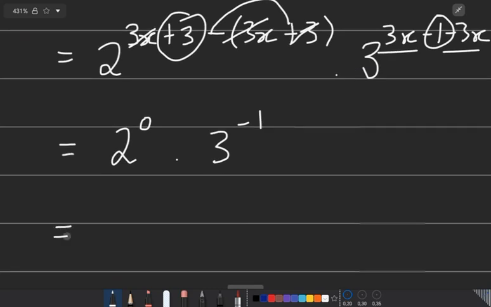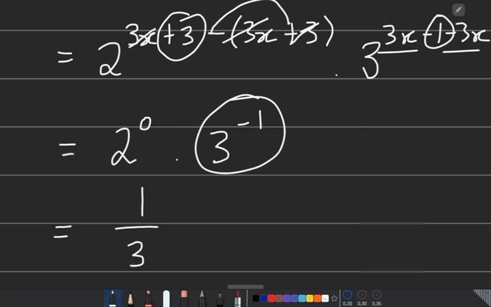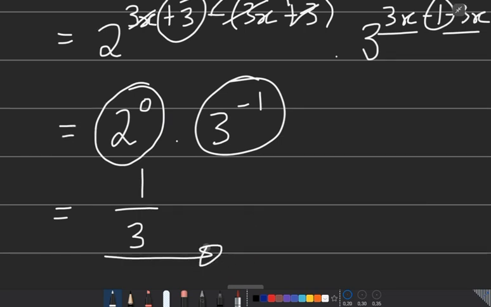And then from here, we know that we are not allowed to leave our answers in negative exponential form, so we need to make this positive by making it 1 over 3. And because it's 2 to the power of 0, and 2 to the power of 0 is basically 1, therefore the final answer is 1 over 3.